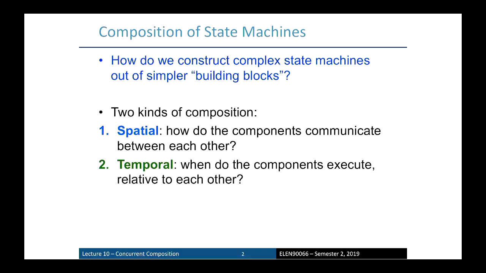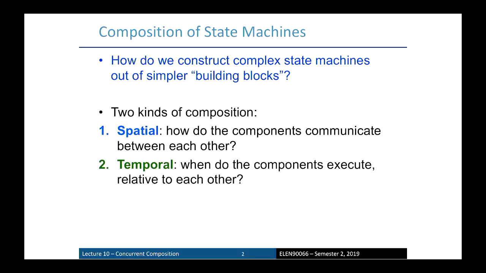And then temporal composition. So if we have multiple state machines inside, well, we want to consider it as one big state machine, when do those sub-state machines react, okay, with respect to each other? And we'll consider two cases for that. One case is simple, the other case leads down a path of many options, okay?